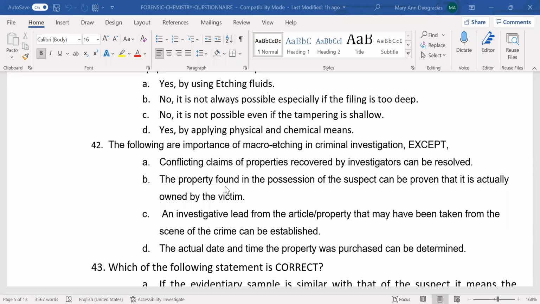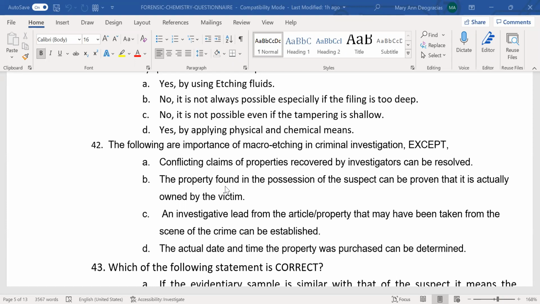Letter B. The property found in the possession of the suspect can be proven that it is actually owned by the victim. C. An investigative lead from the article or the property that may have been taken from the scene of the crime can be established. Letter D. The actual date and time the property was purchased can be determined. Okay. Sagot niya is letter, except is letter D, guys. No?